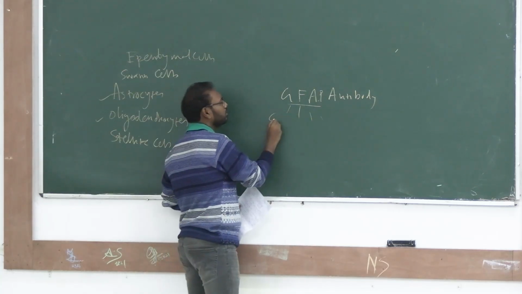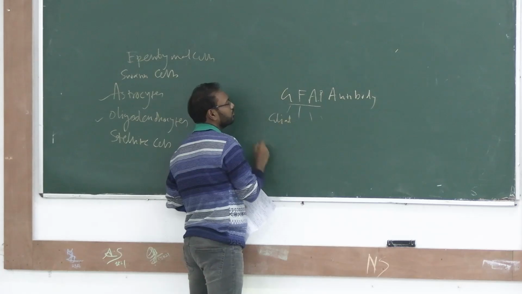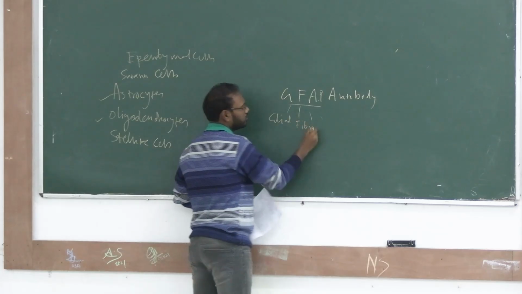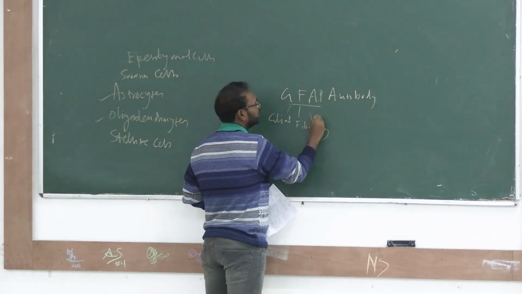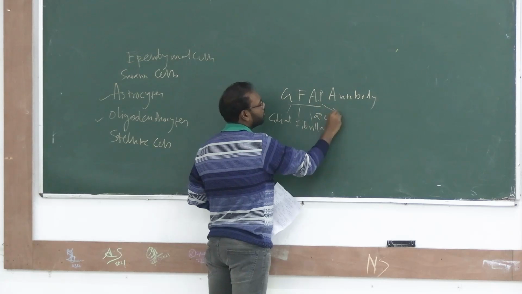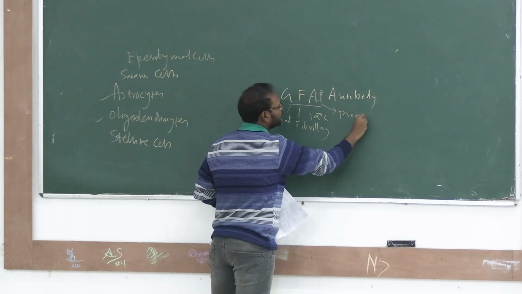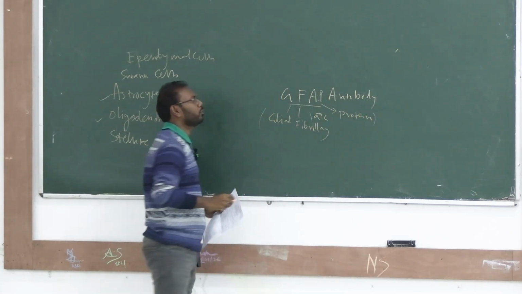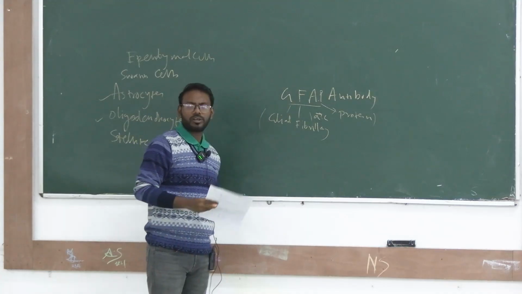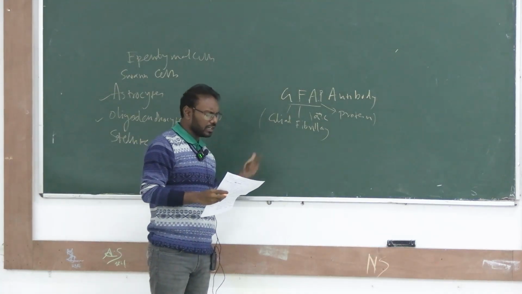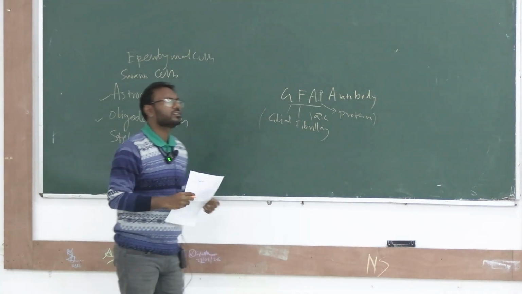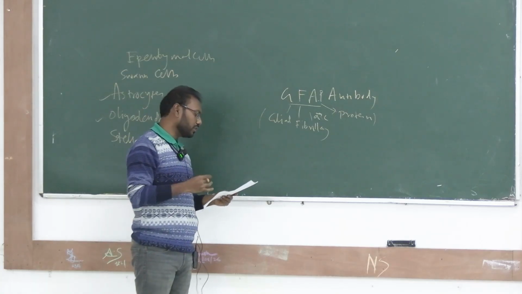So glial fibrillary acidic protein. This is a big name, in short it's called GFAP antibody. This GFAP antibody is present in our astrocytes, that's why the greenish appearance comes from there.